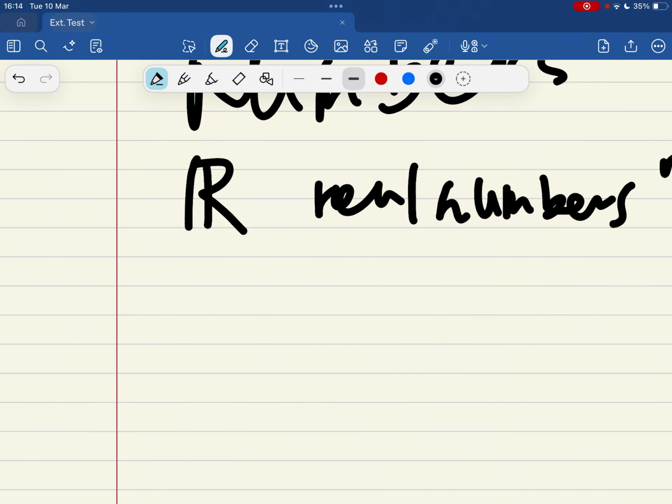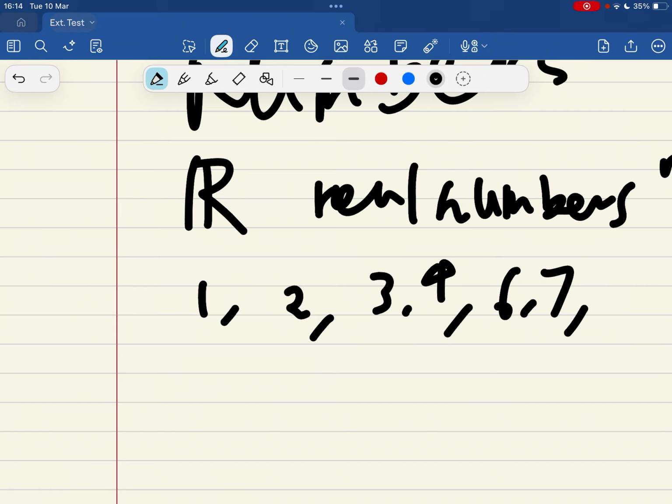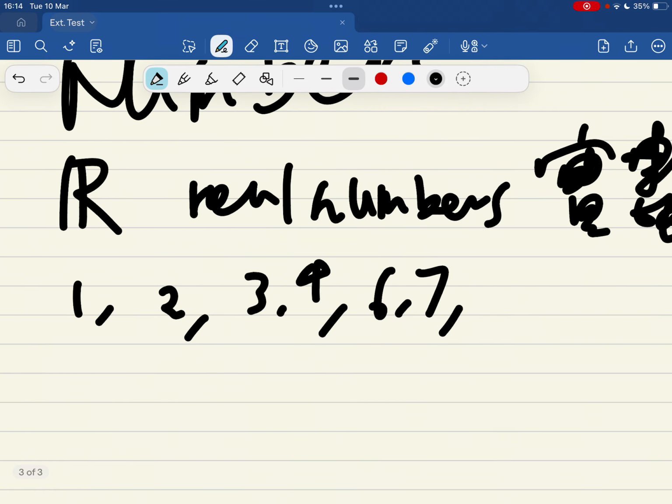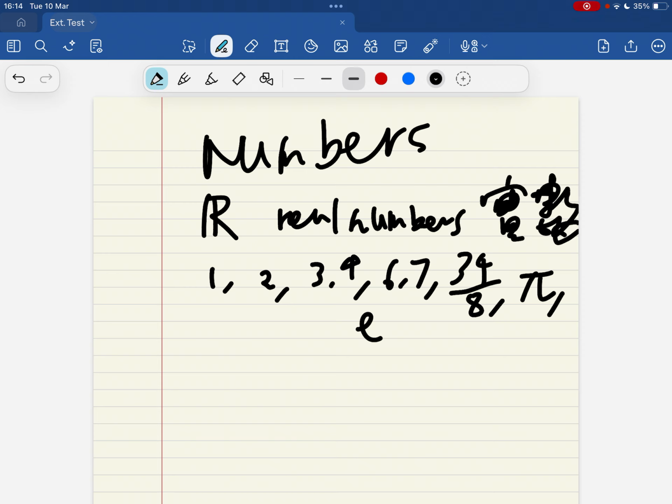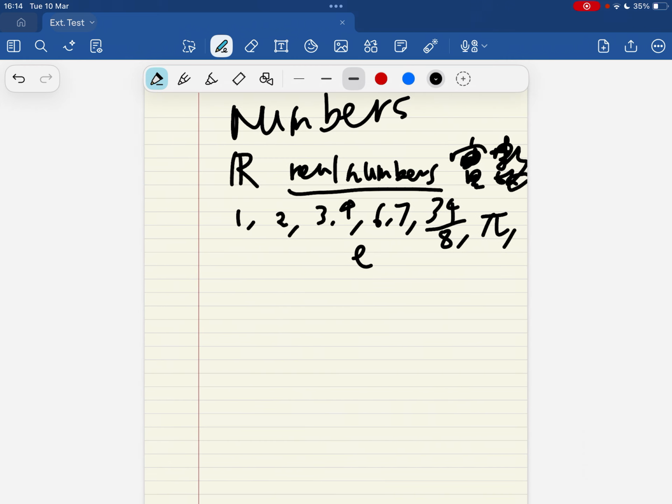Okay, and this is obviously including, for example, 1 is obviously a real number, 2 is obviously a real number, right? 3.4 is a real number, okay? 6.7 is a real number, okay? 34 over 8 is also a real number. Pi is a real number, E is a real number. You get the idea. Every single number that we have learned so far is a real number. Every single number that we have used in math so far is a real number. So that's the biggest set we have, the real set.